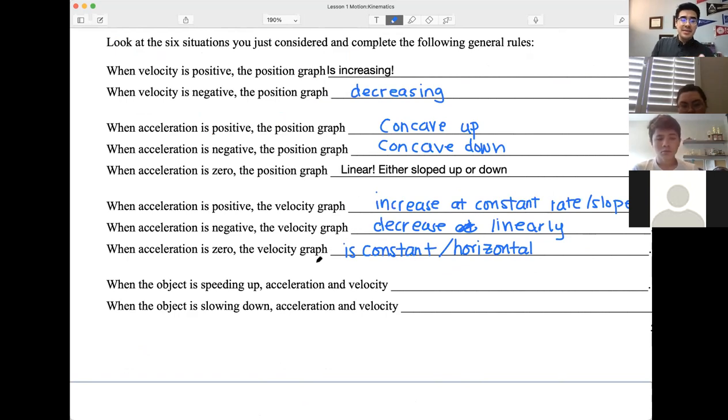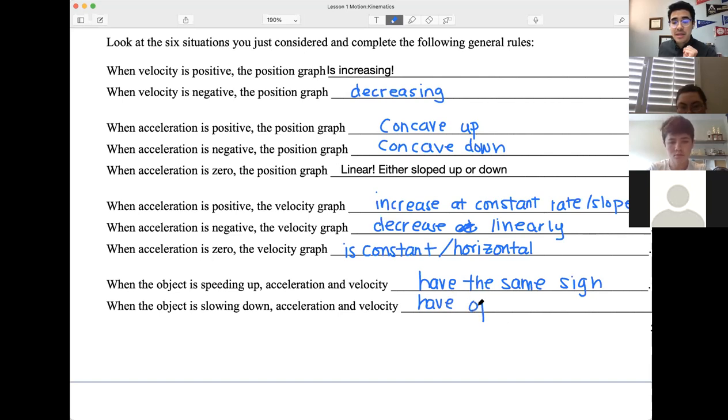Now, this is the hardest part about understanding these graphs. When the object is speeding up, acceleration and velocity have the same sign. When an object is slowing down, acceleration and velocity have opposite signs.